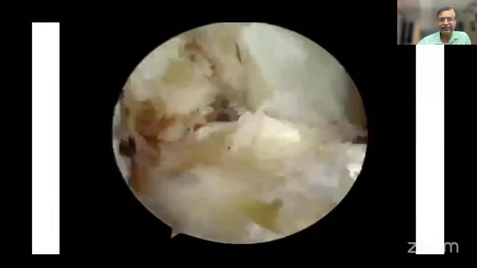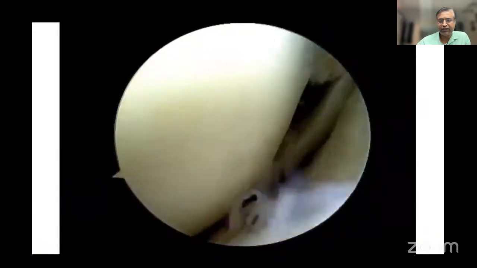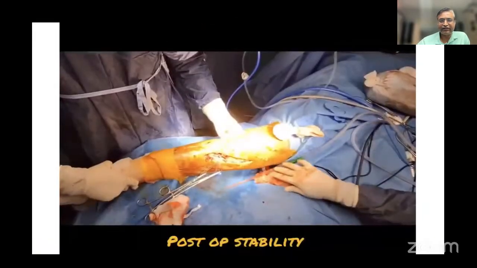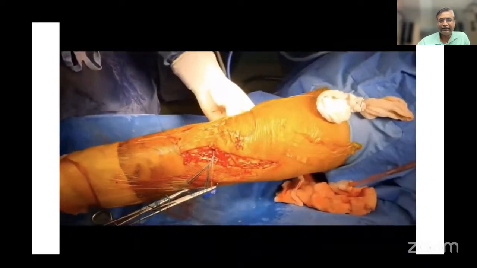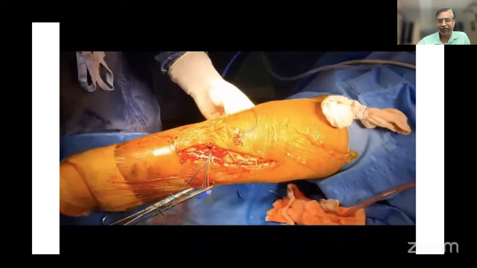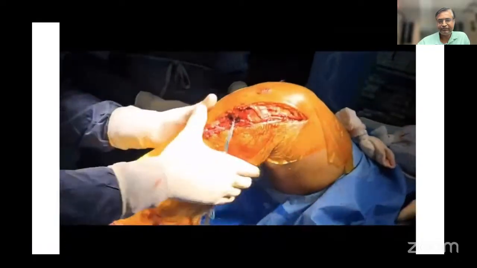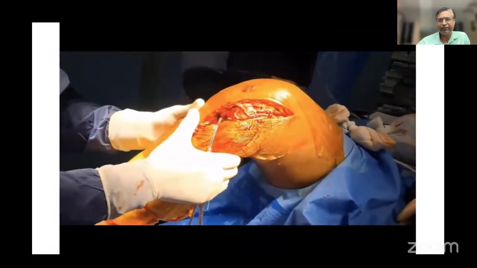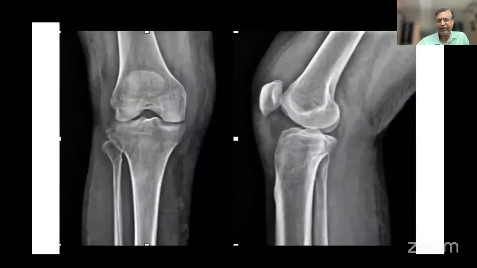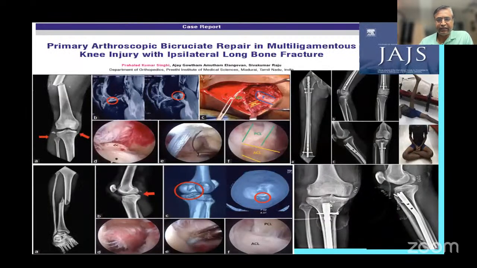So reconstruction of ACL, a repair of the MCL, the drive-through sign has reduced, and also fixed the fracture with a small plate. And this is the stability he gains after the fixation and reconstruction. And the rehab is very important. We have to put them on a very vigorous rehab as early as possible.